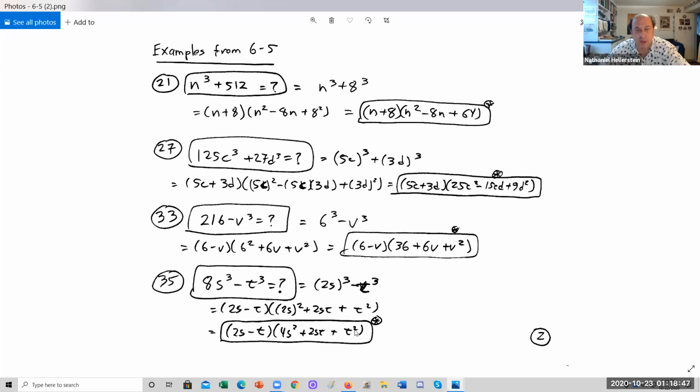So the thing to remember is when you have a sum of cubes, it's sum times square minus product plus square. Whereas if you have a difference of cubes, it's difference times square plus product plus square. So either this is the minus or this is the minus.